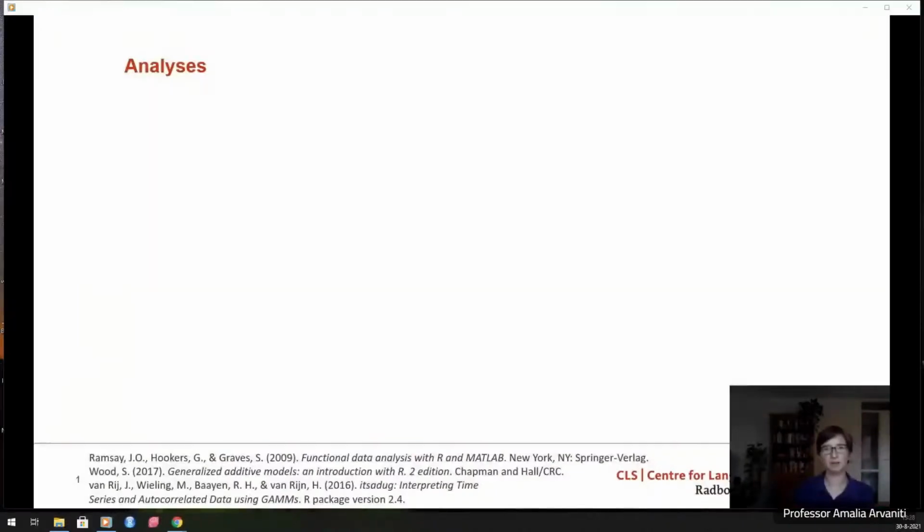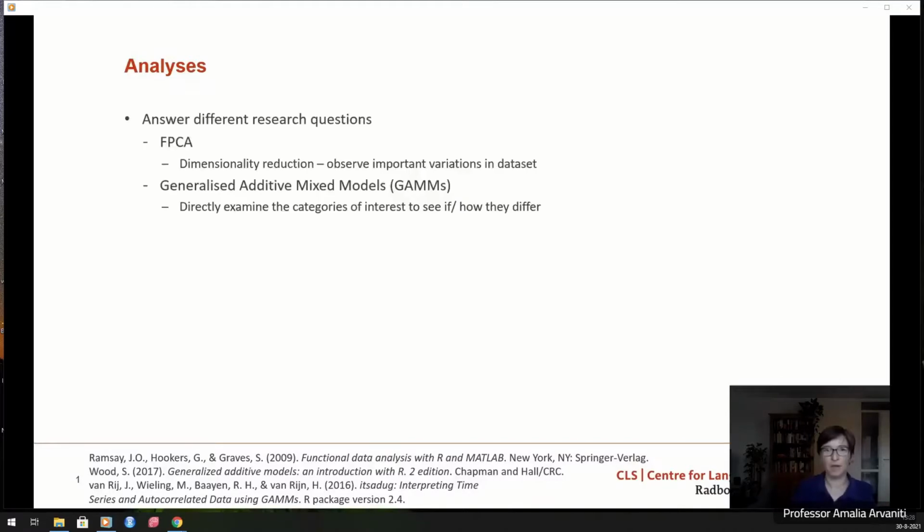So we've now seen a couple examples of FPCA, which allows us to interpret our dynamic data. However, it's not the only way to interpret dynamic data. Here we'll see that the 2 methods that we want to discuss, FPCA and generalized additive mixed models, answer different research questions. With FPCA, we saw that it was a dimensionality reduction in which we're able to observe important variation in data sets. And with GAMs, we can directly examine the categories of interest to see if and how they differ.